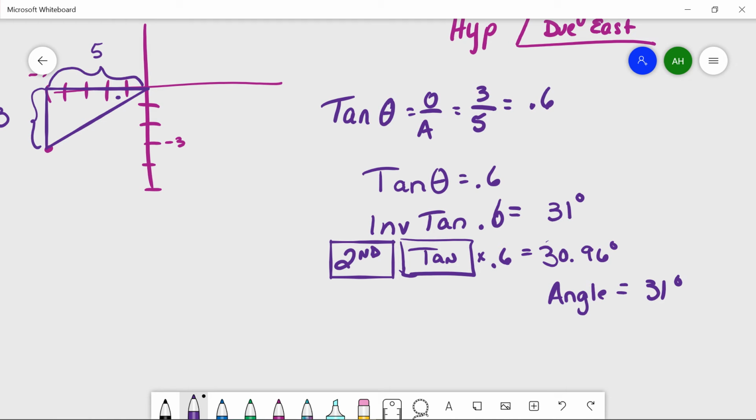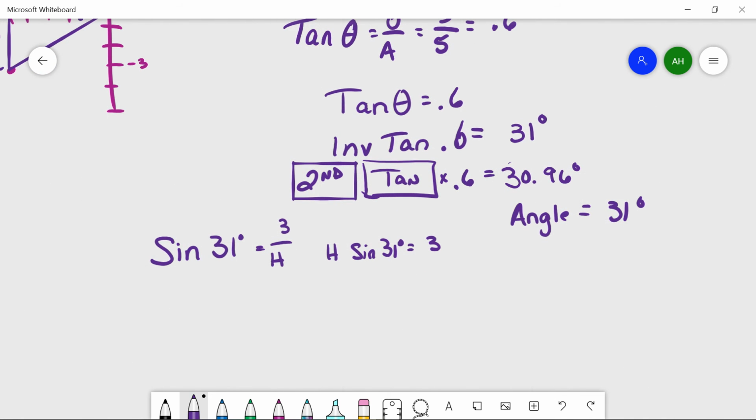All right, now that I have that angle, I can use that to solve for the hypotenuse. So now I know I can work with the sine of 31 degrees. Remember, opposite over hypotenuse? My opposite is 3. I don't know my hypotenuse, right? Multiply both sides by h. I get h sine 31 degrees equals 3. Divide both sides now by sine 31. So we're just moving things around a little bit, isolating the h. So h equals 3 divided by the sine of 31 degrees.